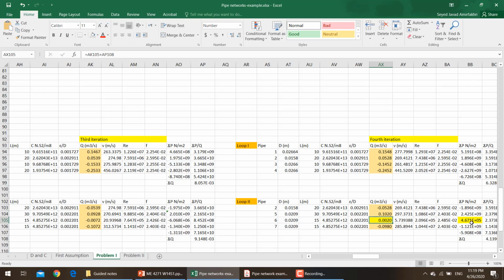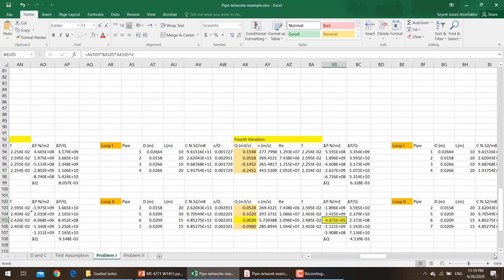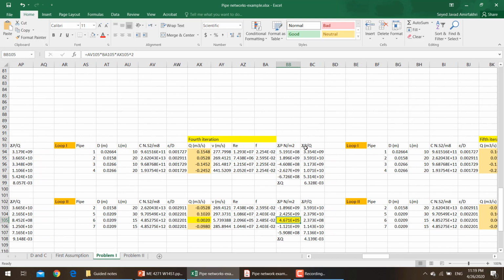What you need to do, you need to take care of this delta P. Keep in your mind that delta P and Q always have the same sign. So now this is the positive value. The delta P must be positive. If you look at the third iteration, delta P for the pipe 6 is negative. However, in the fourth iteration, the delta P now is positive. Just again, make sure that the Q and delta P have the same sign. And then keep in your mind that the delta P over Q is always positive.